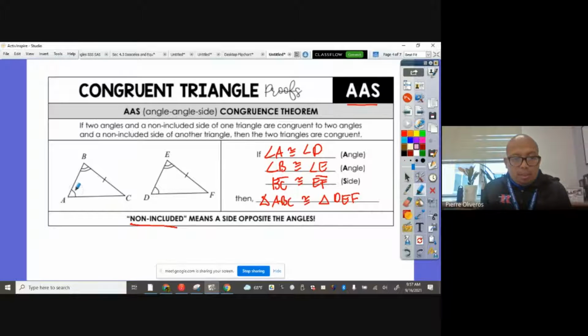Non-included means the side opposite the angle. So the side opposite to this angle is this one here. It could also be opposite to angle B, which will be right here. So either way is fine. Okay, all right.